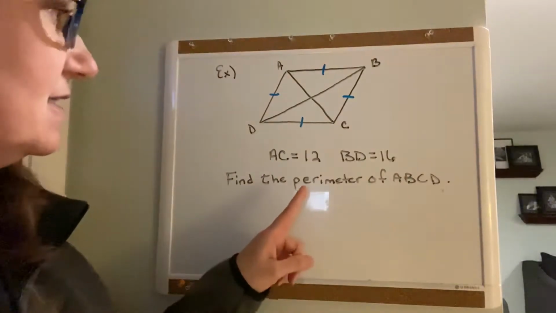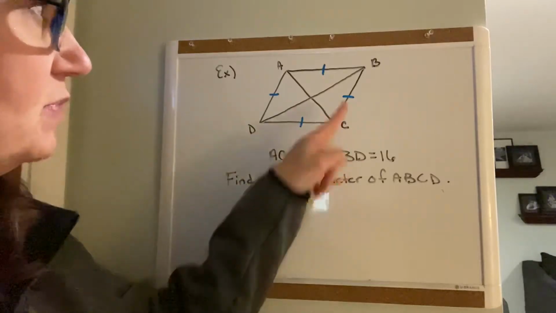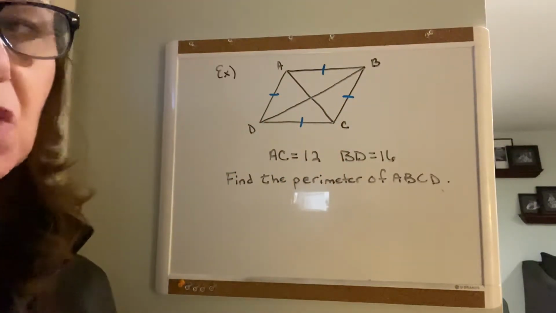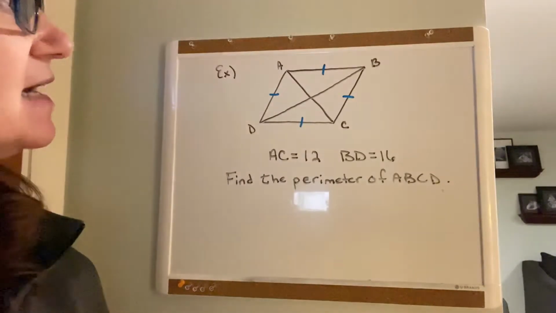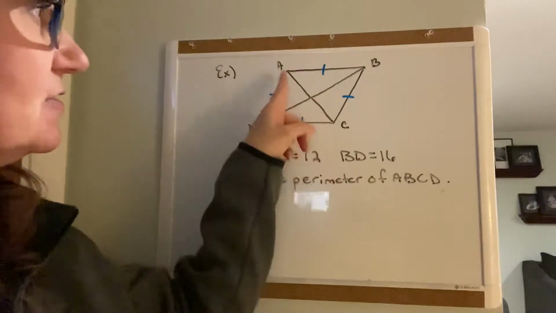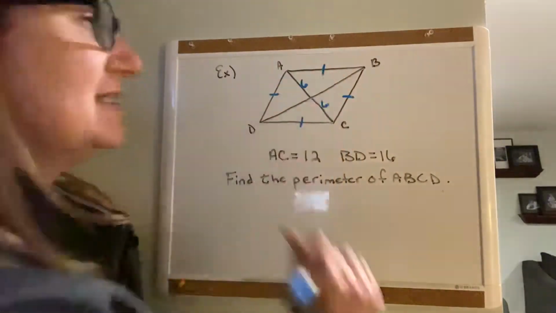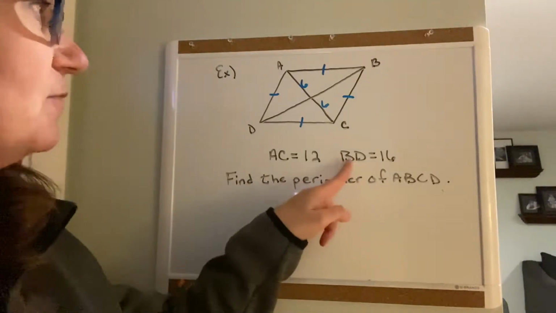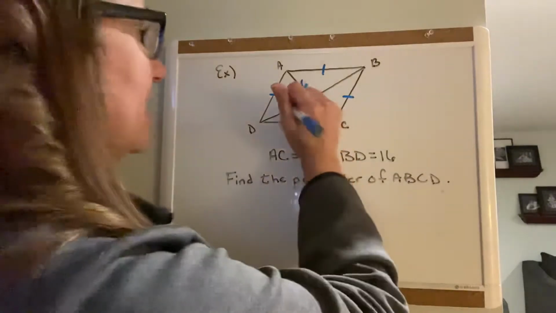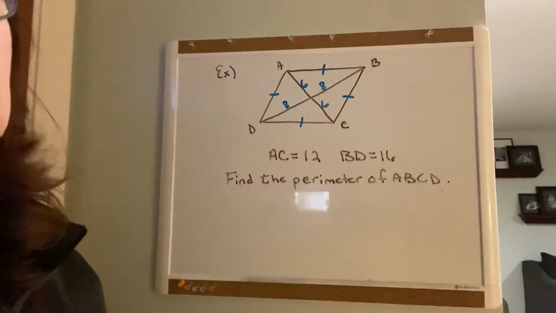So it says AC is 12, this whole length is 12, and BD is 16. Because every single rhombus is also a parallelogram, that means the diagonals bisect each other. So if AC is 12, each one of these pieces has a length of 6. If BD is 16, each piece of that diagonal has a length of 8. And again, the diagonals bisect each other.